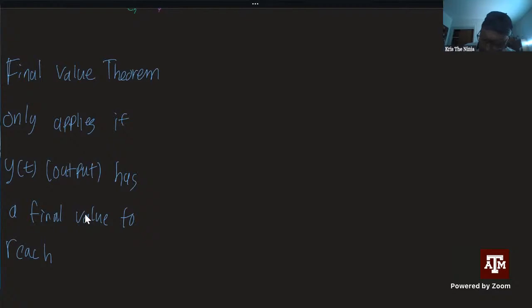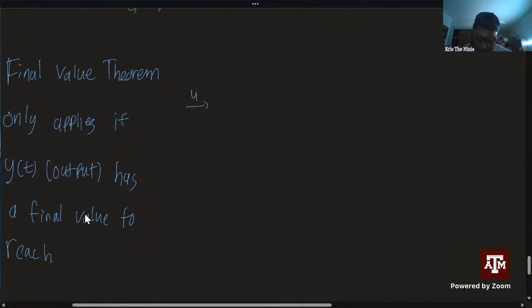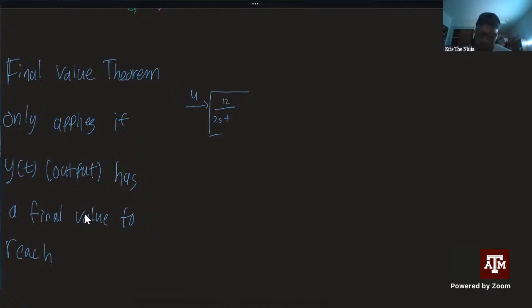So let's say we have a control system like this. You get some input, it goes to the control system, and it's 12 over 2s plus 4. I'll do 12 to avoid the confusion of whether that is an S or a 5. And you have your output Y.